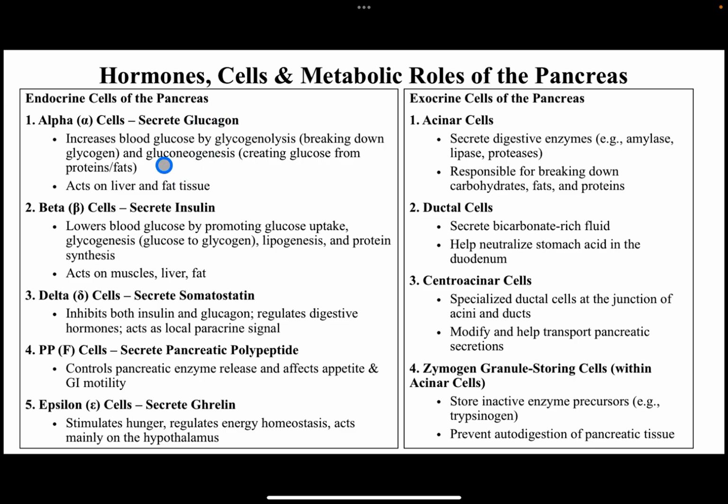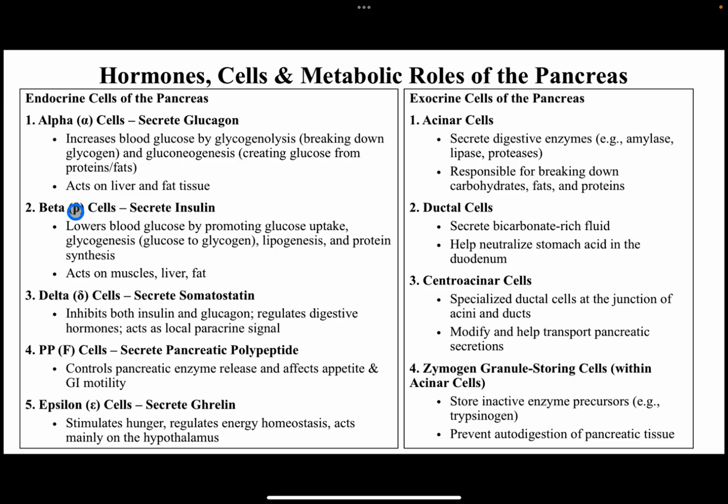The second process glucagon uses is gluconeogenesis. It goes to proteins and fats and converts them into glucose. And that would also help to increase your blood sugar level. That process is what we call gluconeogenesis.